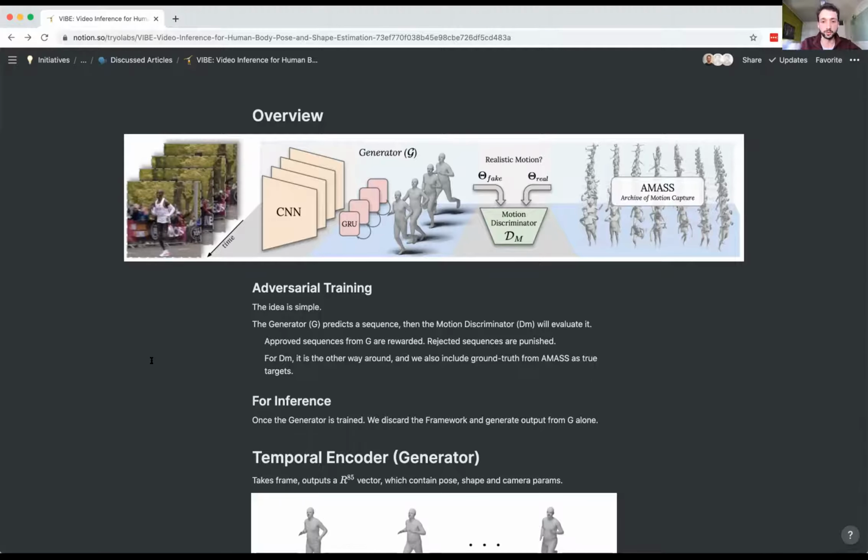And then for inference, what we'll do is discard this discriminator and, of course, the dataset, and we'll be just left with the generator. So we'll be able to give it a sequence or a video, and it will give us all the poses that it finds in that video.